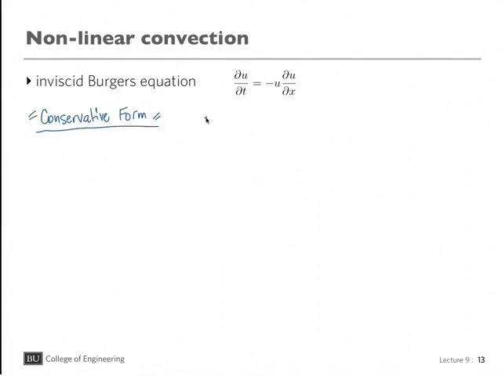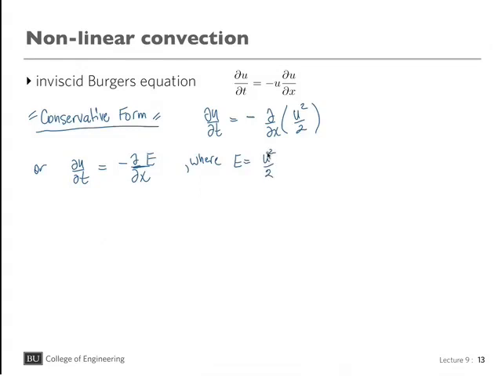So in conservative form, we can write it as du dt is equal to minus u. The u I'm going to put inside the derivative by writing d dx of u squared over 2. You can see these two things are equivalent. So to write it in a more general form for general nonlinear equations, we could write du dt equal to minus d dx of something that we call the flux, which let me just call it capital E, where of course E is equal to u squared over 2.